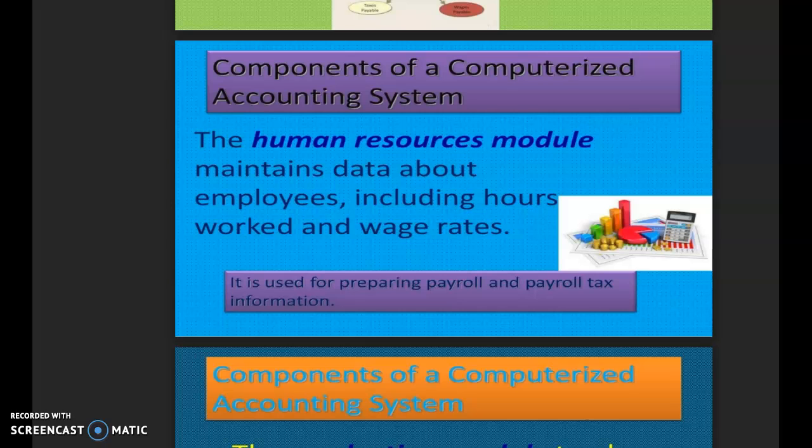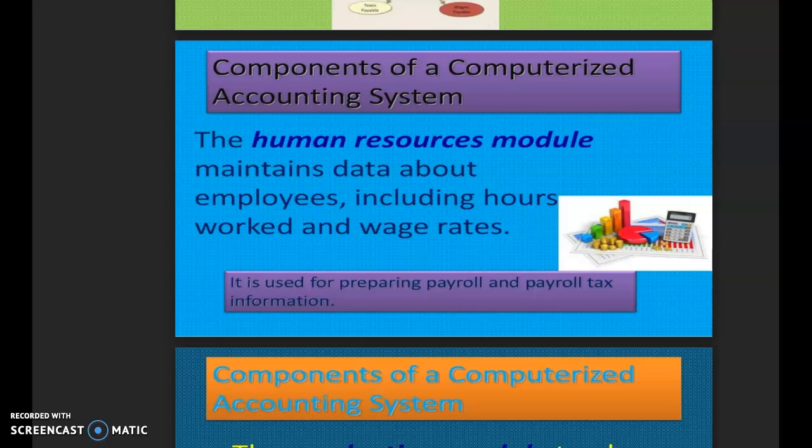the AIS. You also know that human resources is a very important asset of an organization, or the main component of every organization. Its management and its maintenance is very essential. Computerized accounting system helps us in its management as well as in its maintenance. How does it help us? The human resources module maintains data about employees including hours worked and the wage rate. Basically, it is known as payroll accounting. It is used for preparing payroll and payroll tax information.